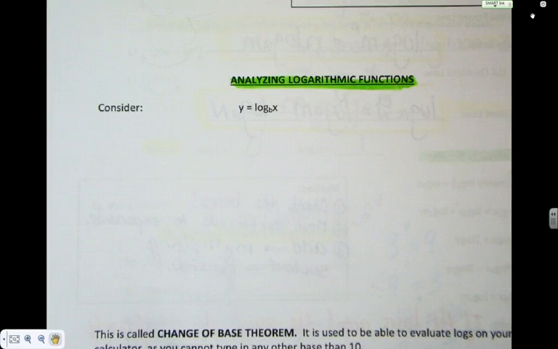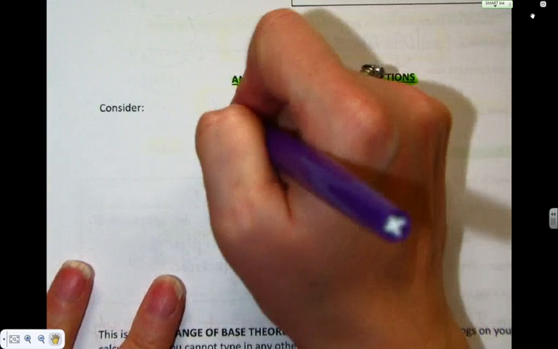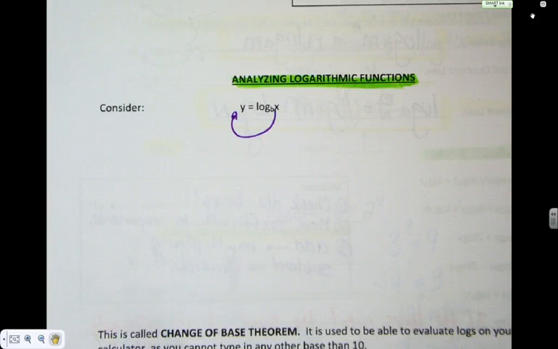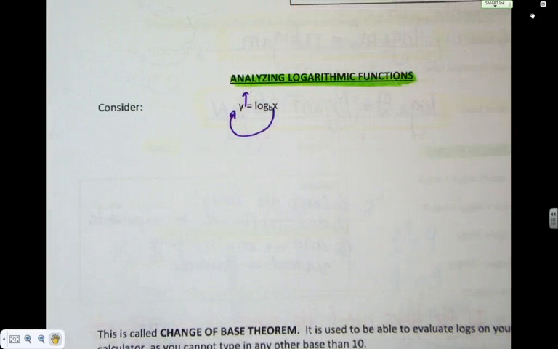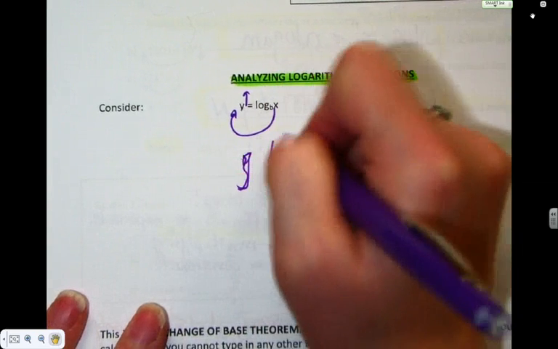Something moves, something else moves, something disappears. What moves? B goes over. Because B goes over, Y goes up. Log disappears, so you should have b to the y equals x.